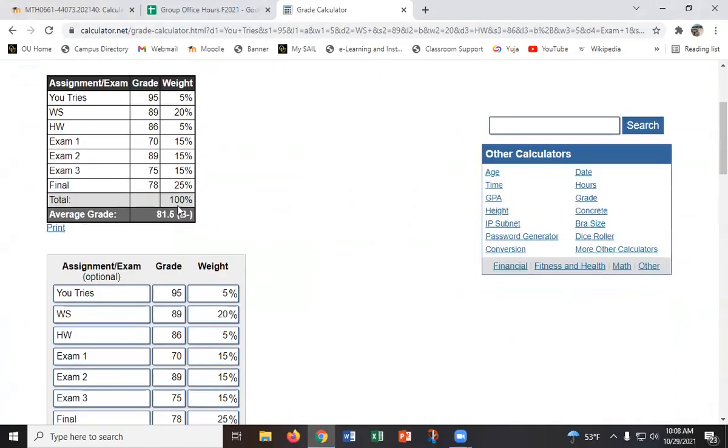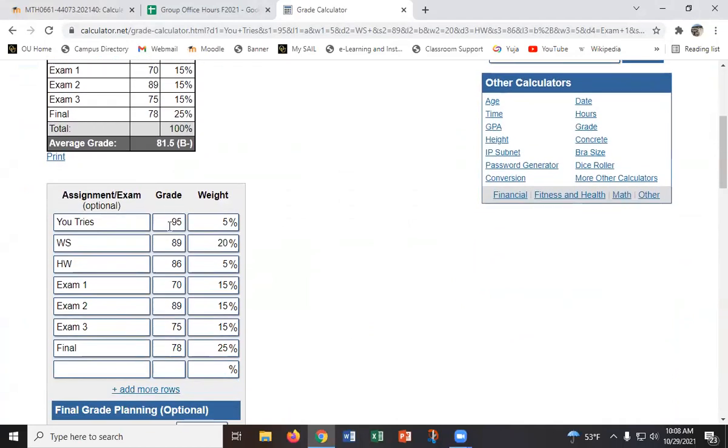Now do not change the weight column. I want you to change your grade column though. So for example, somebody got like 90% on You Try, and that person has 89% on workshop, homework 86%, exam 1, 70, exam 2, 98. For exam 3 and the final, just give some guesses. Okay.